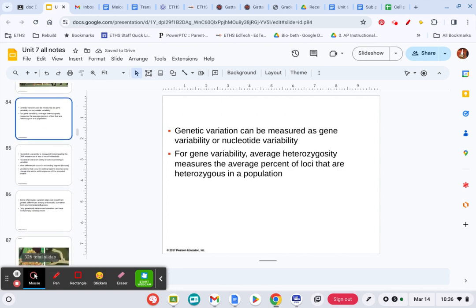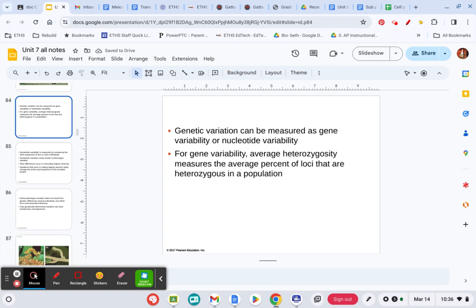You can also measure something called heterozygosity. If you're heterozygous, what are your letters? Yeah, you'd have like a big A and a small a, right? You have different letters. So you could either give the dominant trait or you could give the recessive trait. So that's what heterozygosity means. It means how much of the population is heterozygous. That tends to give you more flexibility.